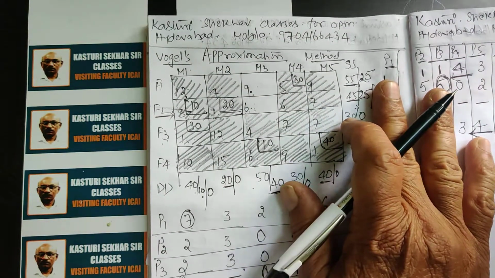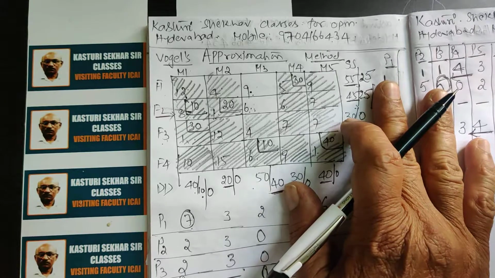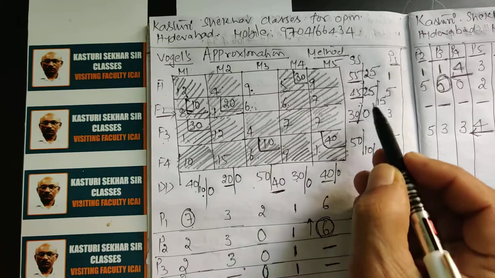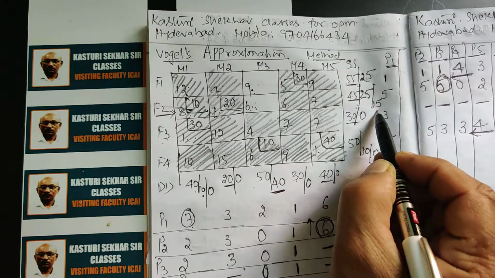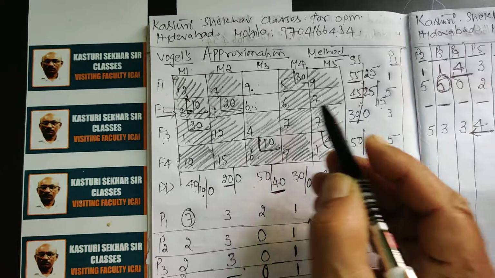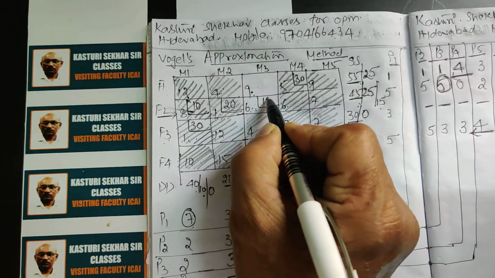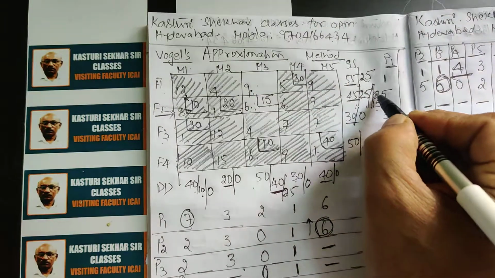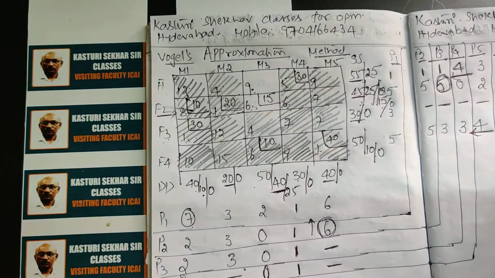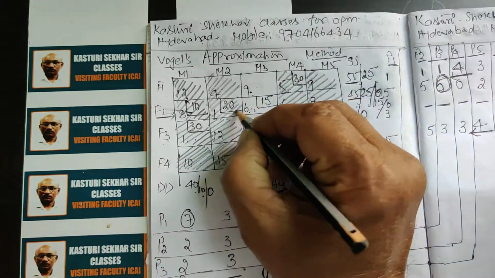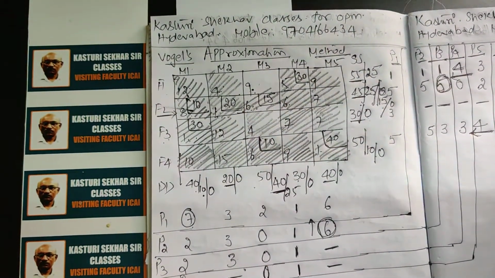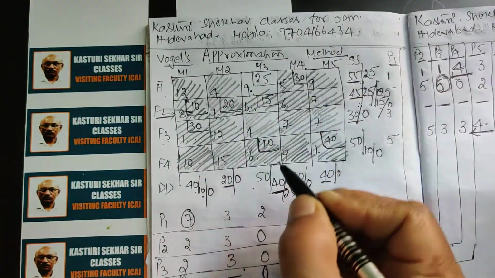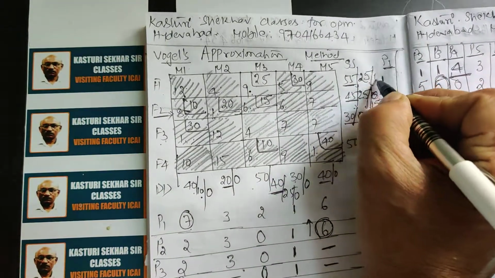Now look at this. Market 3 requirement we have to satisfy. How many units are required? 40. 15 units are available at the second factory. 15 units are supplied. This is 0, so this is eliminated. Now from the first factory, 25 units I am supplying. 0, 0.